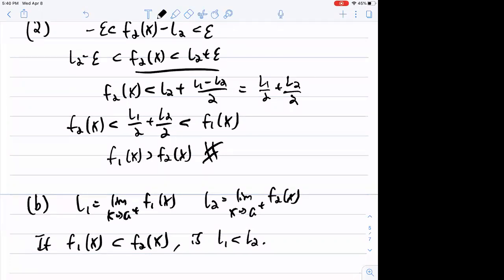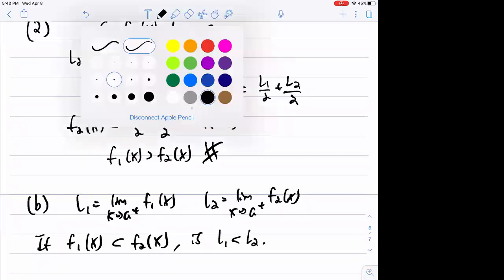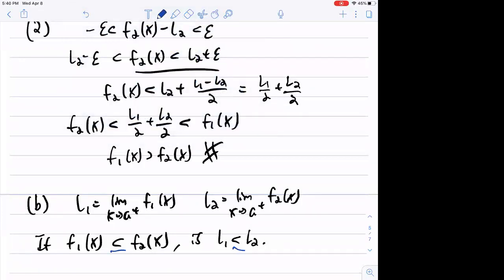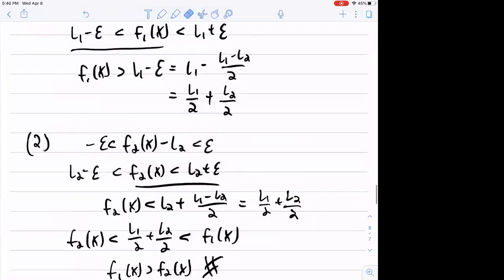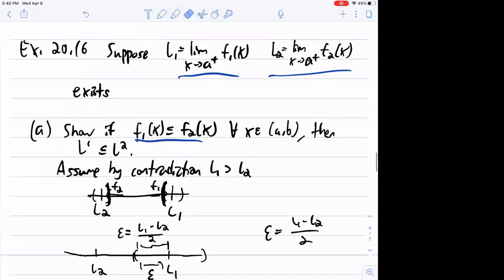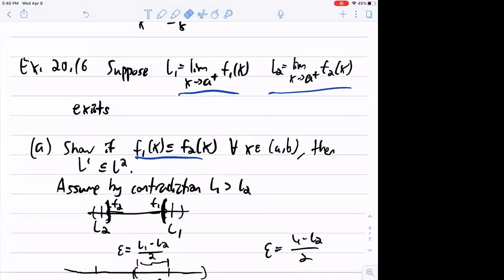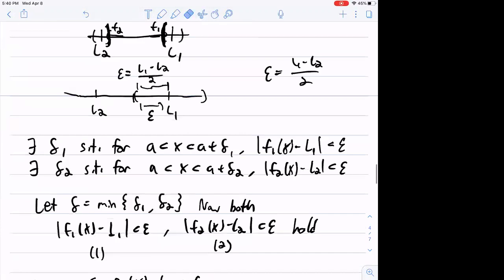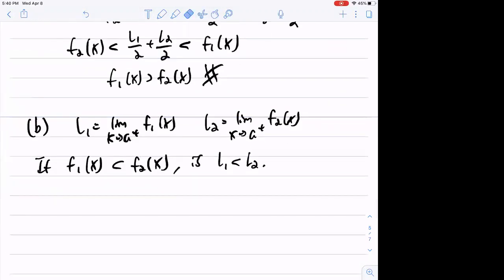So how is this different from part A? Part A, there's an equality sign. Part A was basically this. But now we're taking off the equality sign, right? Because remember, part A was, if it's less than or equal to, then less than or equal to. So now it's saying if it's just less than and we don't have it equal to, does the result hold? So if you think about it, the equality sign is necessary, right?